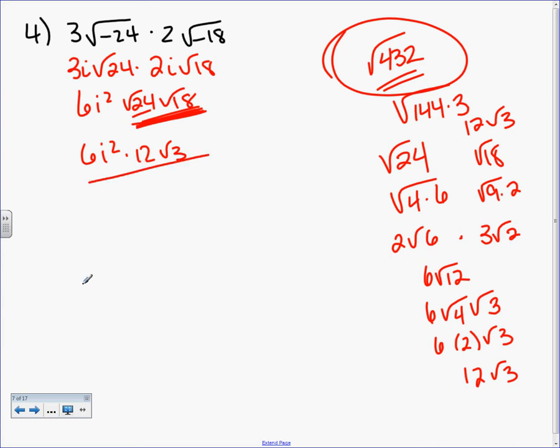Okay, so now what do I have? What's 6 times 12? 72. I squared, square root of 3. Why am I not done? I squared is really -1. So I have -72 square root of 3. Done.